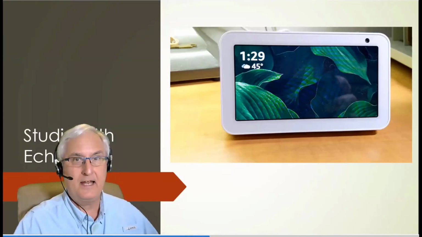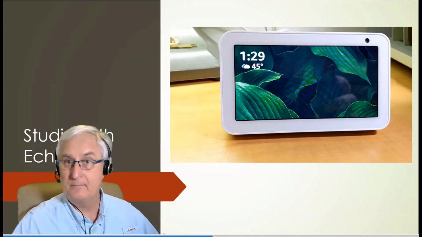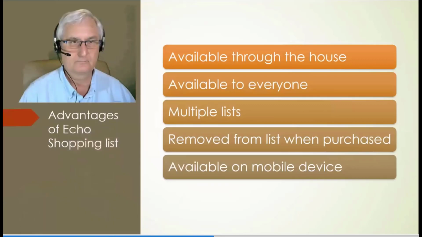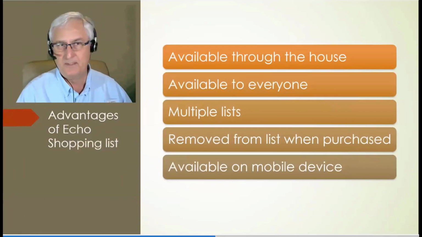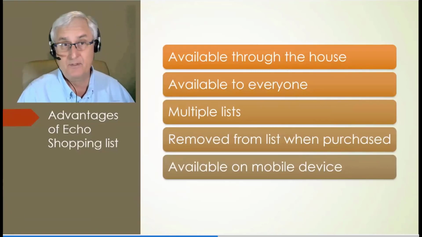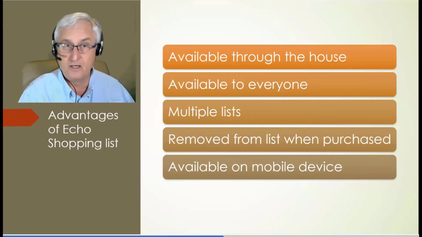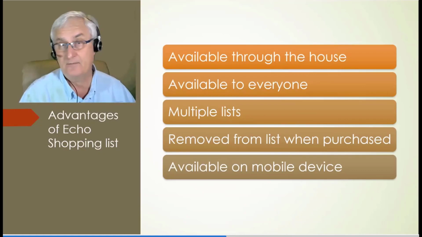This is in my studio down here. This is my Echo 5 that I have, and I'm going to show you how to add items now to your grocery list. Now, the advantages of Echo shopping list are the following. It's available throughout the house. It's available to everyone. And you can have multiple lists. In the example I'm going to give you, you will see that I have two lists. One is a general list, and the other is a Costco shopping list. You can make as many specific lists as you want, and you could have one for each store or grocery store that you wanted to go to.